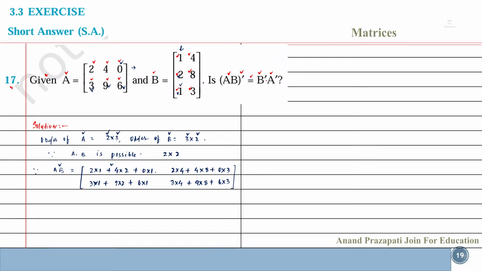After the simple calculation, we get here 2 plus 8 plus 0, which is 10. 8 plus 32 plus 0, so 32 plus 8 equals 40. 3 plus 18 plus 6: 18 plus 3 equals 21, and 21 plus 6 equals 27. 12 plus 72 plus 18.